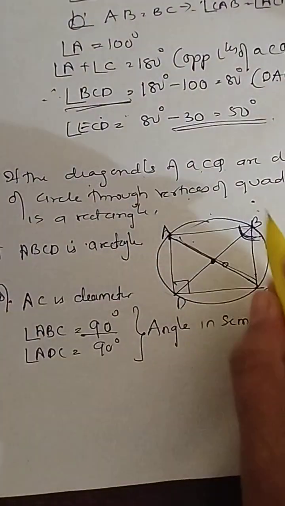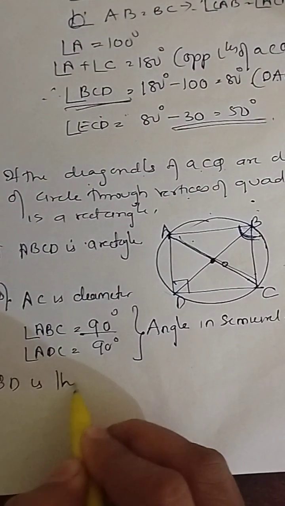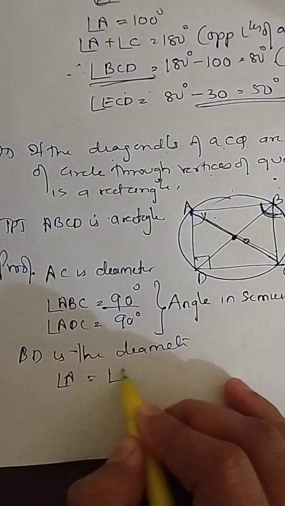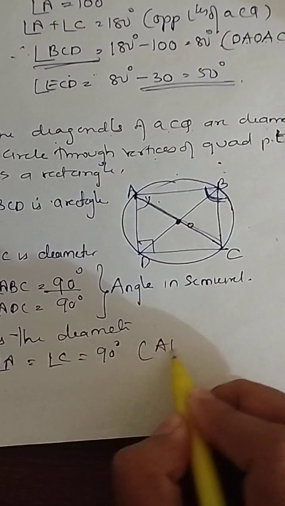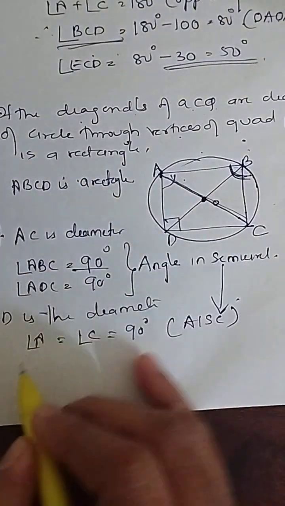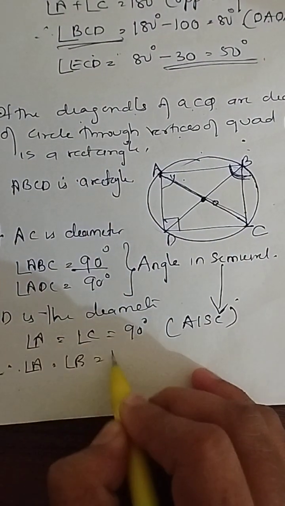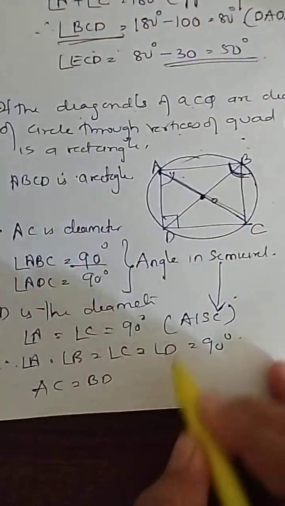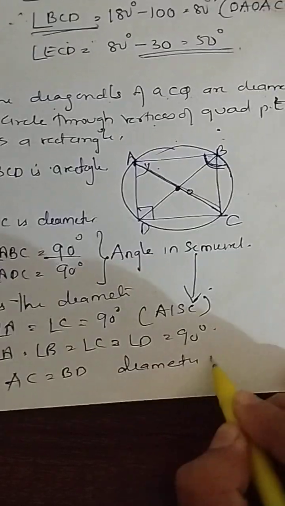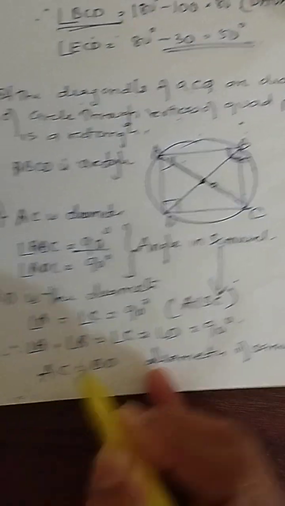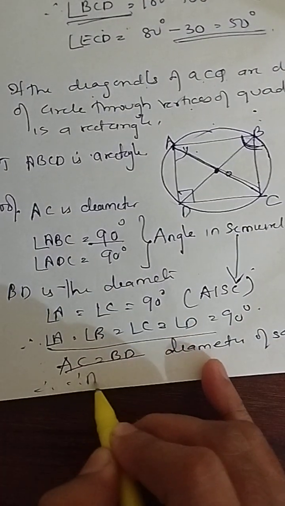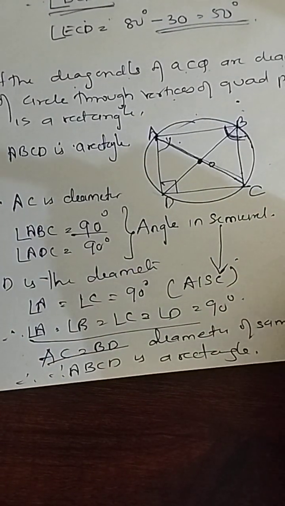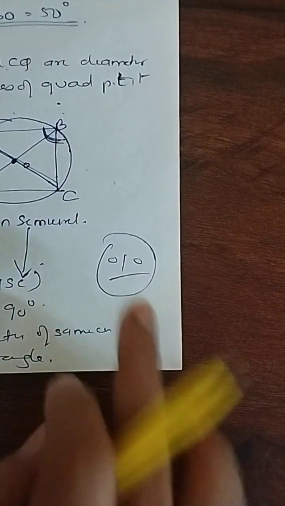Similarly, BD is the diameter. Therefore, angle A is equal to angle C is equal to 90 degrees, angle in a semicircle. I am writing the shortcut form. Now angle A is equal to angle B is equal to angle C is equal to angle D is equal to 90 degrees. And AC is equal to BD, because diameters of the same circle are equal. Therefore, all angles are 90 and diagonals are equal, so ABCD is a rectangle. That's it. Proved.